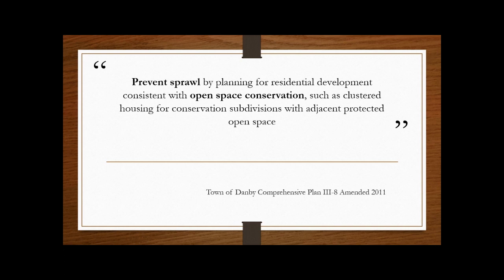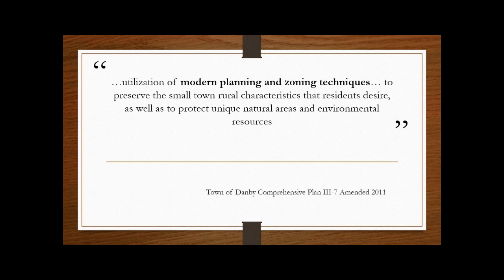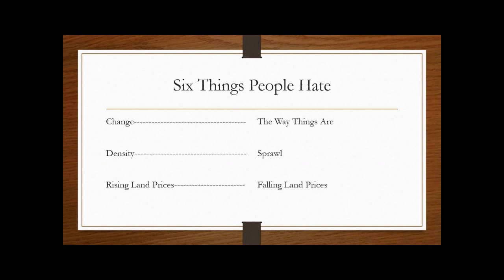The comp plan also calls for documenting forested and undeveloped acreage with frontage on existing year-round roads and considering ways to protect these areas from urban sprawl. And using modern planning and zoning techniques to preserve the small town rural character that residents desire, as well as to protect unique natural areas and environmental resources. So those are all some of the specific aspects of the comp plan that support this kind of thinking.